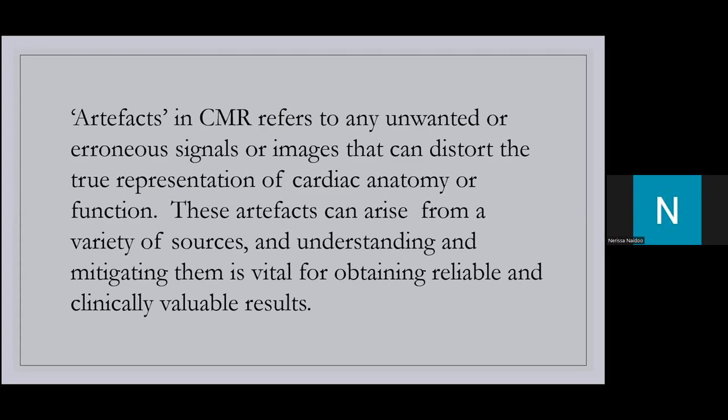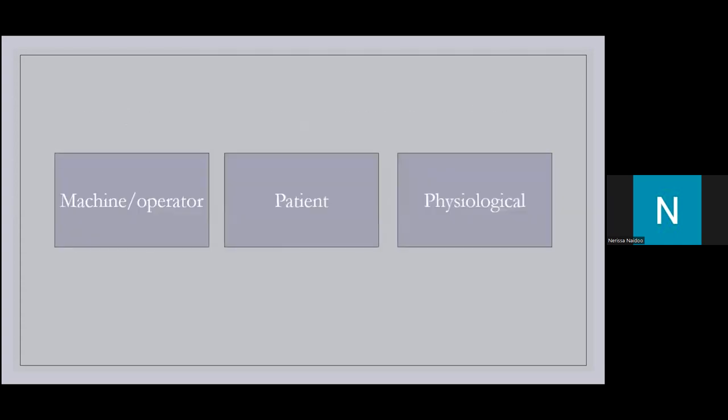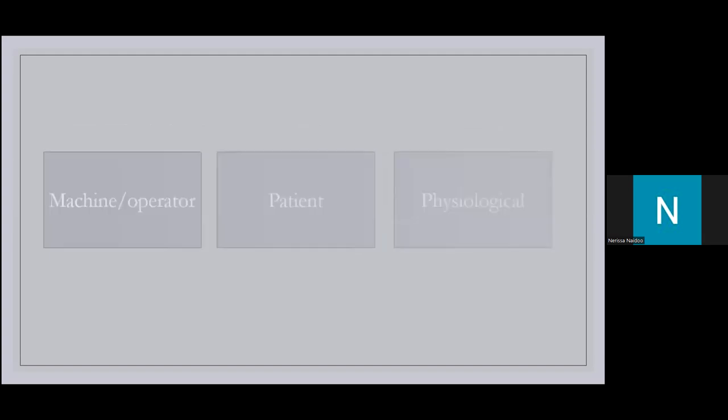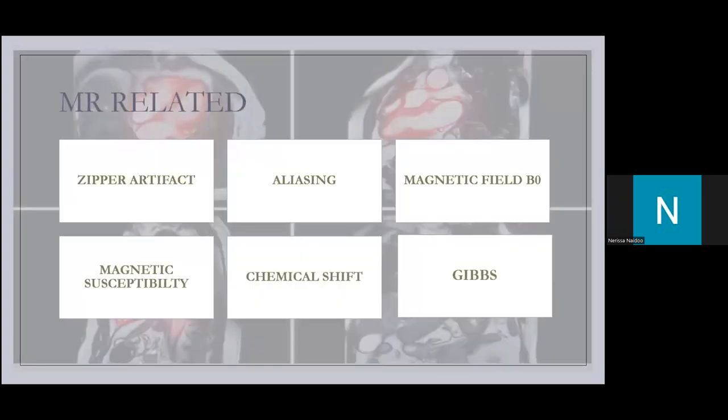So the three main categories of CMR artifacts are either machine or operator dependent, they can be from the patient themselves, or physiological. If we move on to the machine or operator related artifacts, we get the common ones, which are the zipper artifact, aliasing, the magnetic field inhomogeneities, magnetic susceptibility, chemical shift artifact, as well as the Gibbs artifact. Now, for those of us who do a lot of MR anyway, you know already the zipper artifact, magnetic susceptibility, and the basics on how we can overcome this, how we can identify them. But we will go through them again here in CMR.